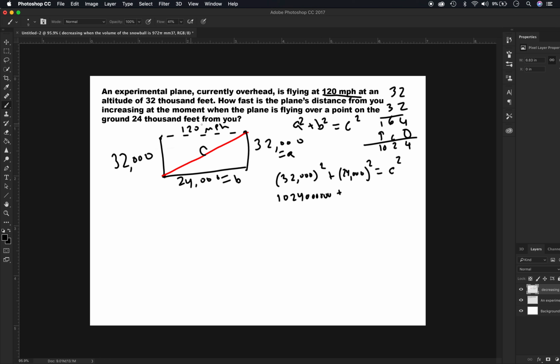We're going to do the same thing for 24,000. 24 times 24 is 576, with 6 zeros, equals c squared.